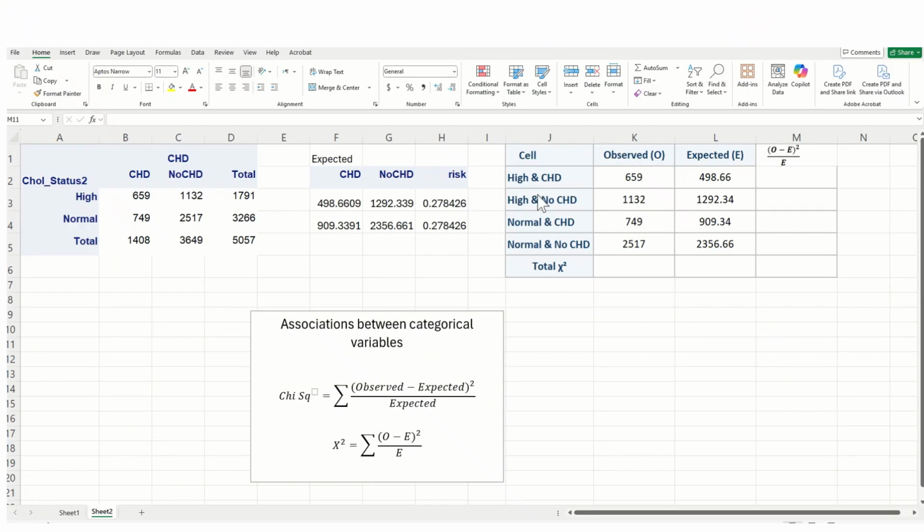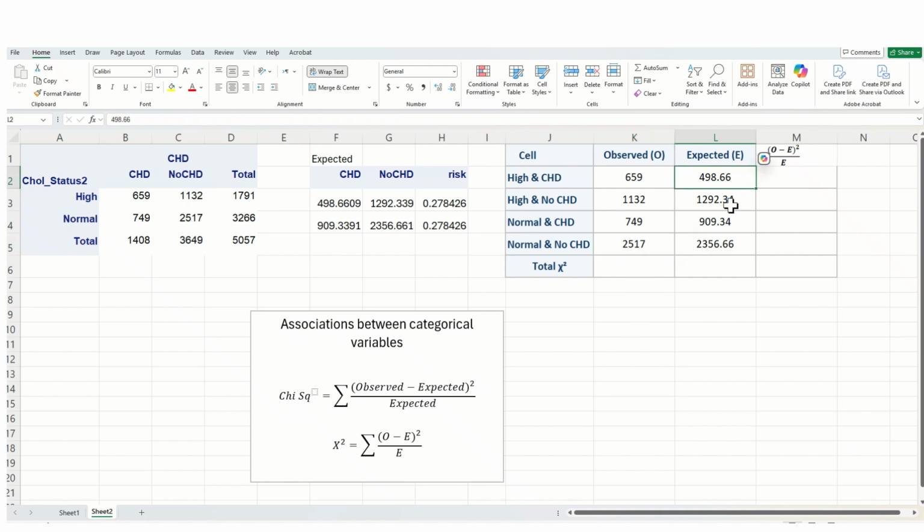Okay, so now we have four groups. The individuals with high cholesterol who developed chronic heart disease, individuals with high cholesterol who did not develop chronic heart disease, individuals with normal cholesterol who did develop chronic heart disease, and the individuals with normal cholesterol who did not develop chronic heart disease. And we also have the observed and the expected values in the next two columns. The individuals with high cholesterol who developed chronic heart disease were 659, and 1132 for the next group, 749 and 2517 for the last group.